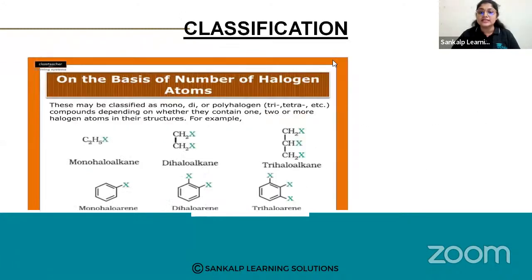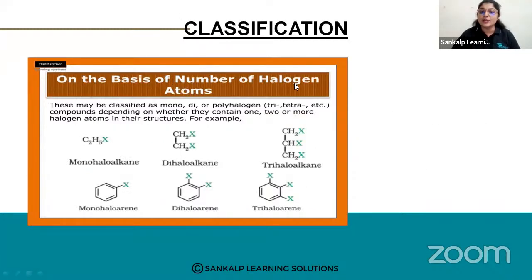Next we'll see the classification. Based upon the number of halogen atoms, they are classified as mono, di, or polyhalogen compounds.